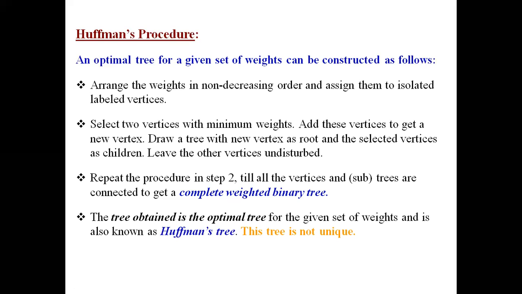So the tree obtained is known as the optimal tree for the given set of weights, and this is known as Huffman's tree. And remember, this tree is not unique. The tree obtained by following the above procedure is known as the optimal tree for the given set of weights and is known as Huffman's tree also. This tree is not unique. Given a set of weights, weights might be repeated. So whenever we have repeated weights, we will obviously not get a unique tree.